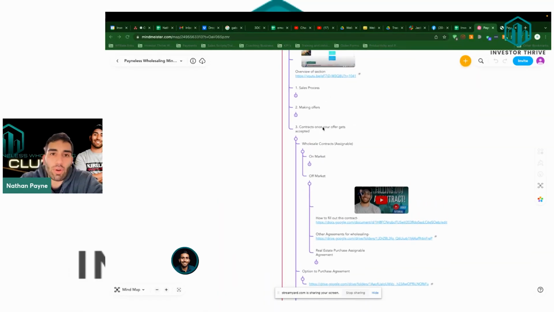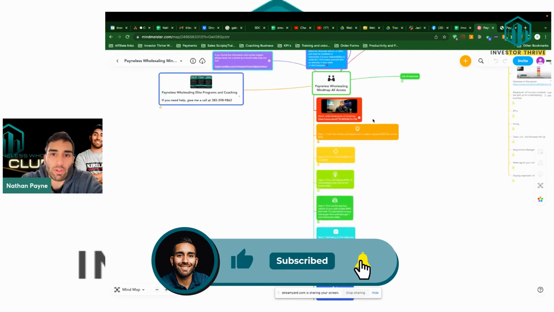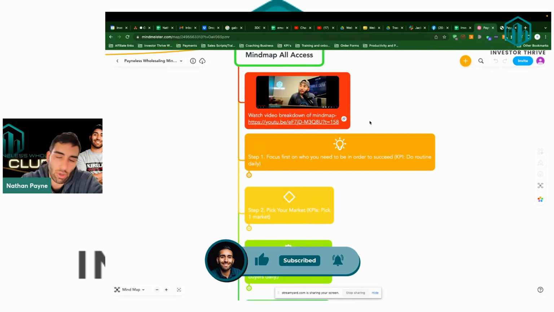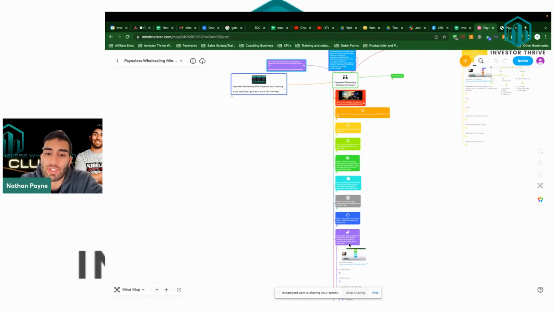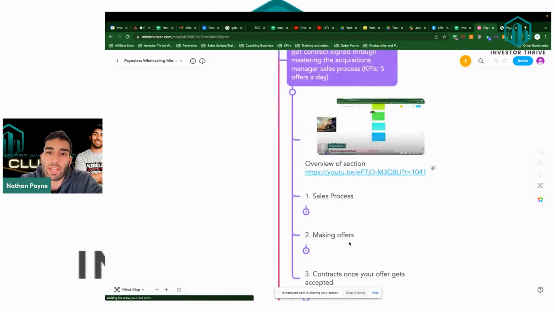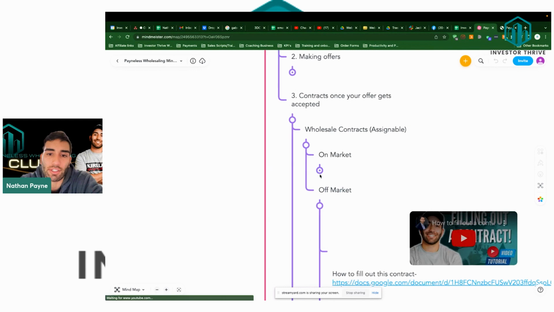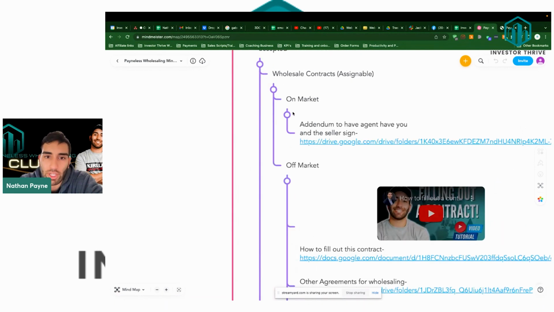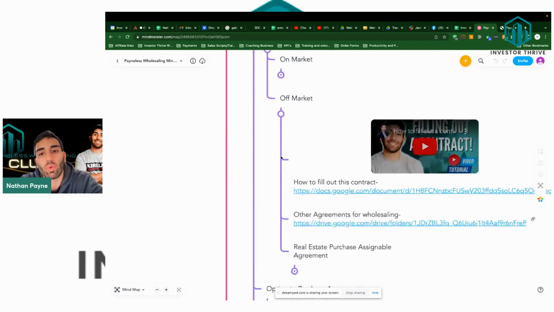So if you haven't seen my mind map that I give out for free, there's a free and a paid version depending on what resources you need out of it. But I'm just going to show you on the mind map. If you go to step 8, that's the step where you make offers to sellers. Here is the wholesale contract. It is assignable. There is one for on market, when someone has a property listed on the MLS, and there is one for off market.